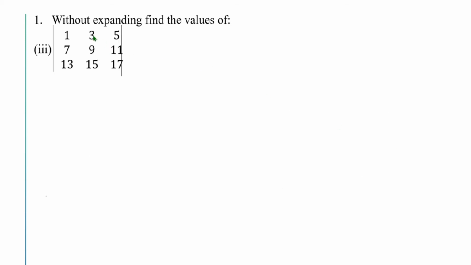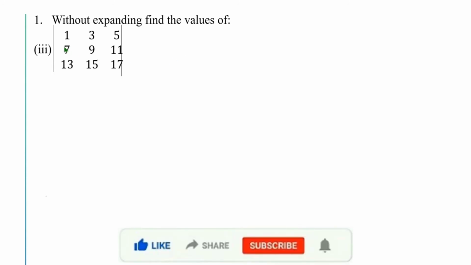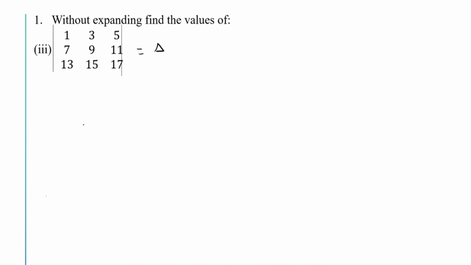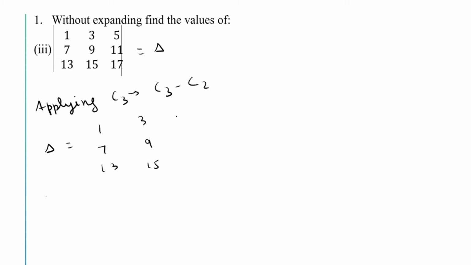The next question, without expanding, find the values of this determinant 1, 3, 5, 7, 9, 11, 13, 15, 17. So let us take this as equal to delta. Now applying C3 changing to C3 minus C2. So we will get delta is equal to 1, 7, 13, 3, 9, 15. Here C3 changing to C3 minus C2 means 5 minus 3 is 2, 11 minus 9 is 2, 17 minus 15 is 2.